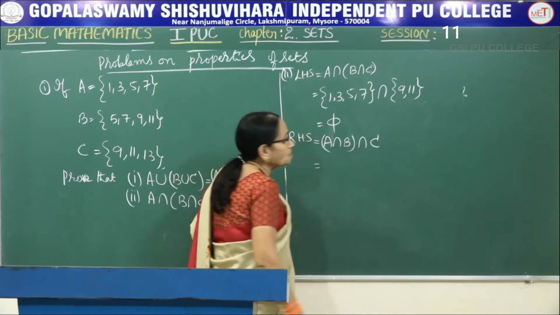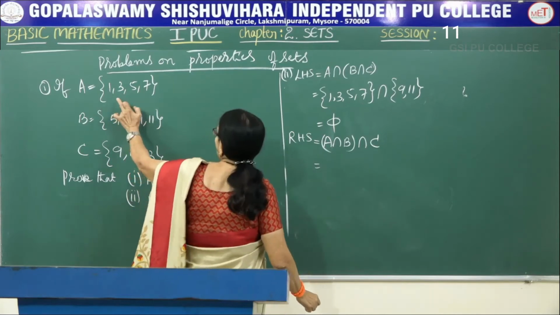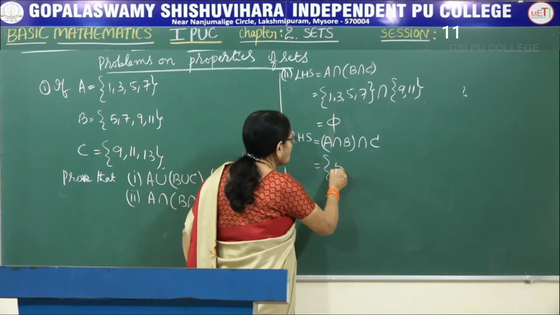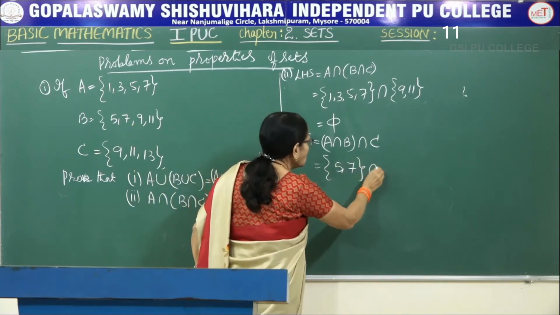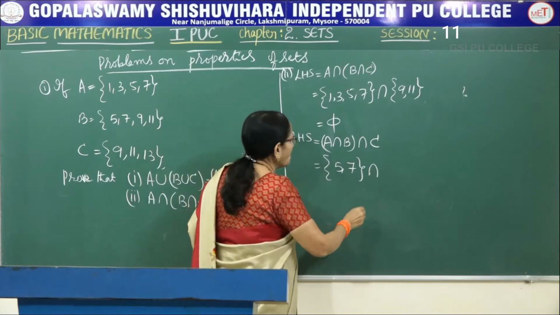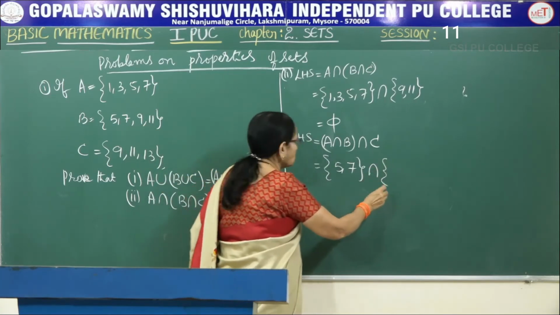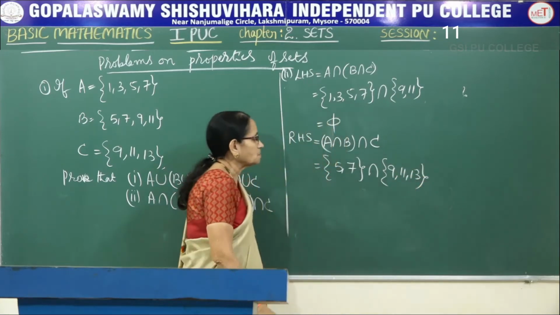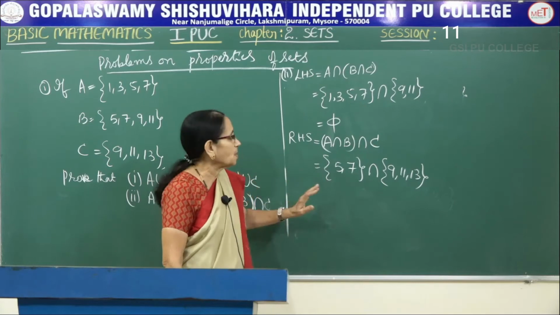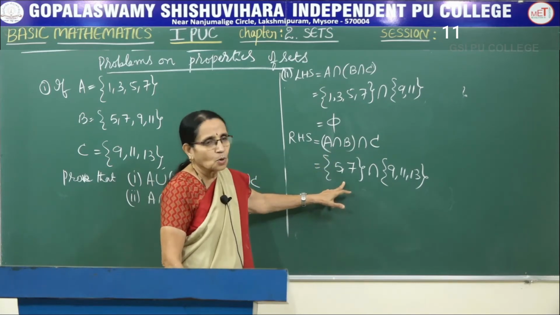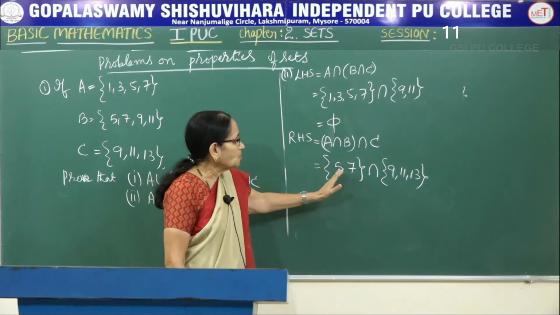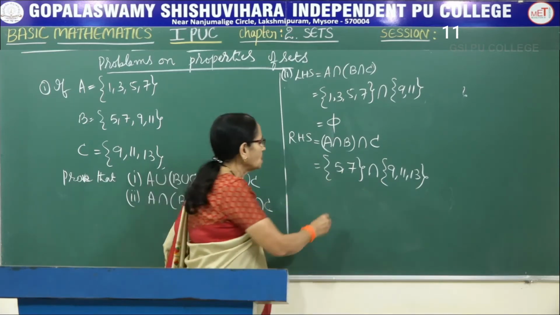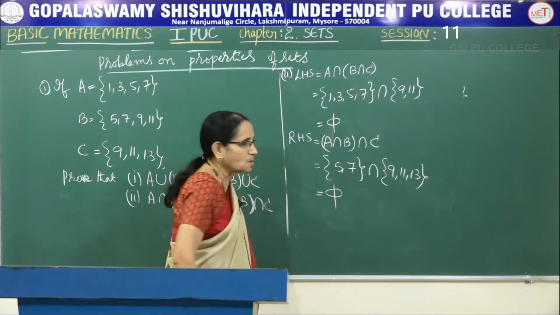Now first I take the intersection of A and B. Observe here: 1, 3, 5, 7 and 5, 7, 9, 11. So what is the intersection here? It contains only two elements, 5 and 7. Now write the set C as it is, which has the elements 9, 11, 13. Now again you observe here: A intersection B has two elements, C has three elements. We observe that we don't have any element which is present in both the sets. That means in this case also it is a null set.